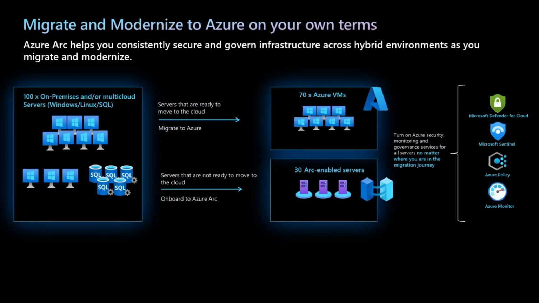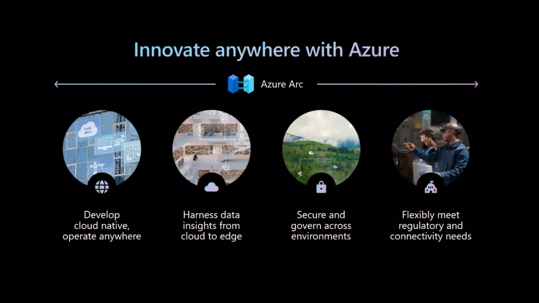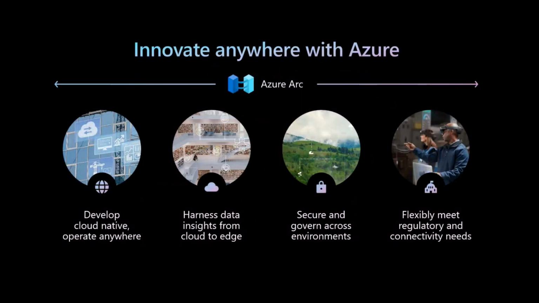So if I jump on the next slide over here, these are the four core pillars, I would say four key capabilities that Azure Arc provides. I'm going to jump on the third one right now instead of wasting time. I know the whole thing is a security academy. I'll emphasize more on the security component, but just to give you an idea, the first one, which is develop cloud native, operate anywhere, it talks more about Arc-enabled Kubernetes clusters.